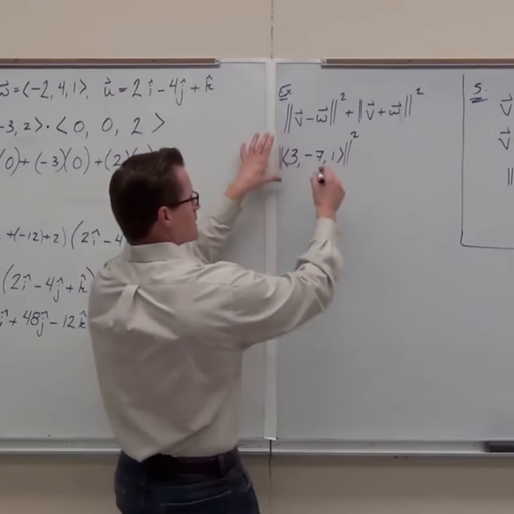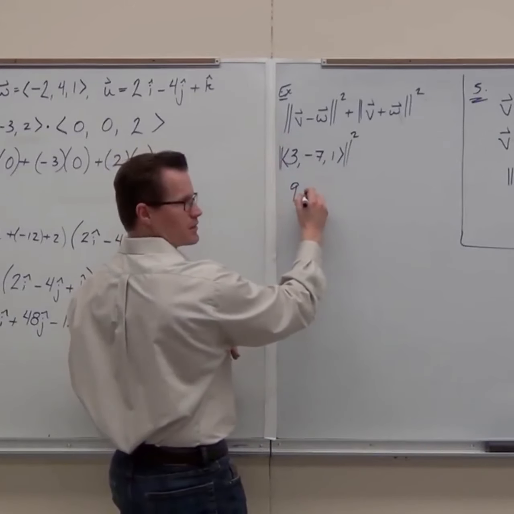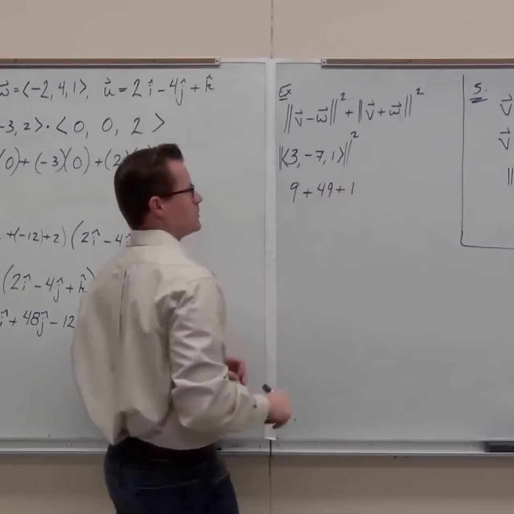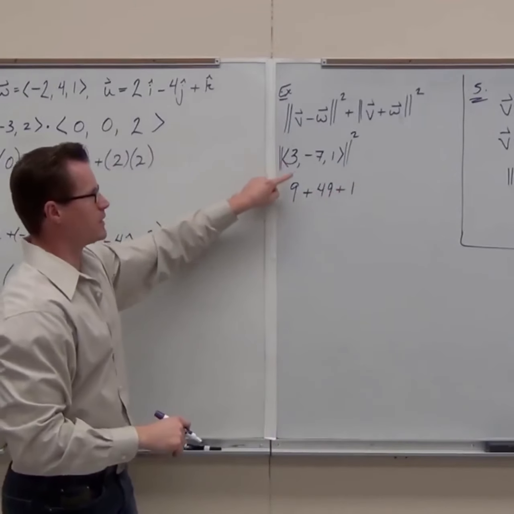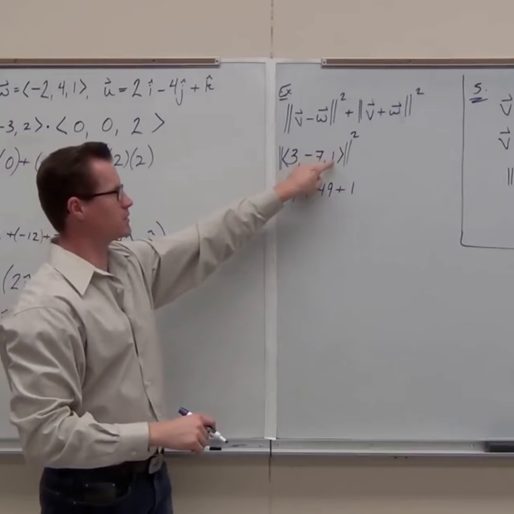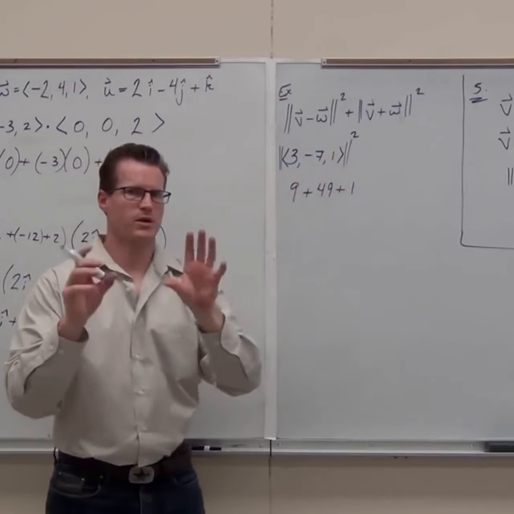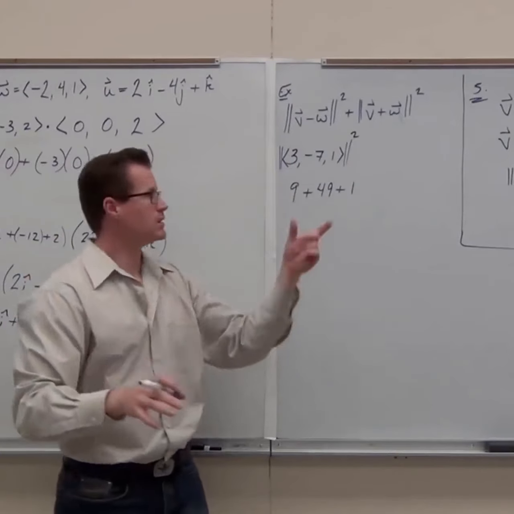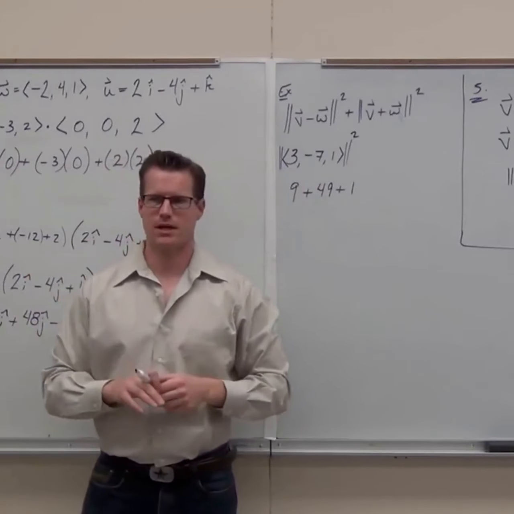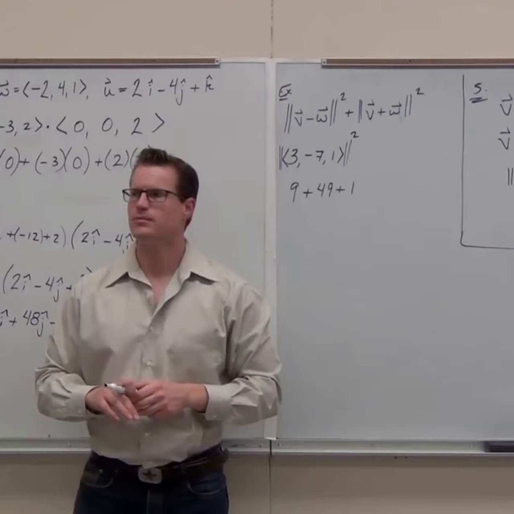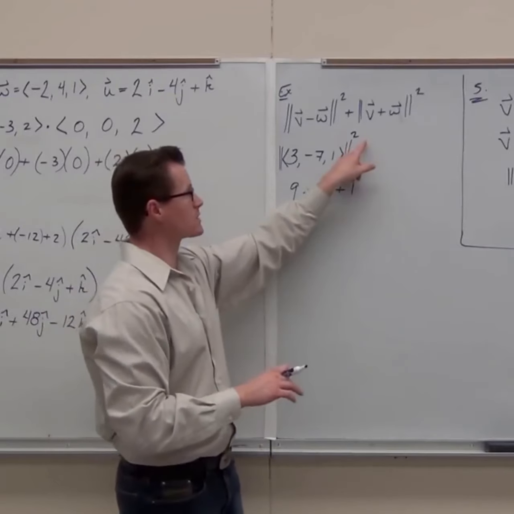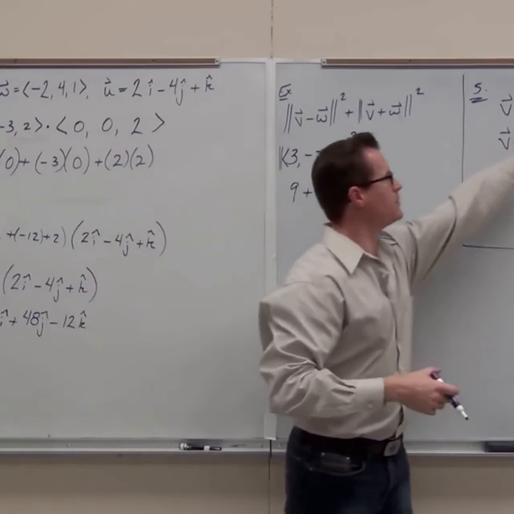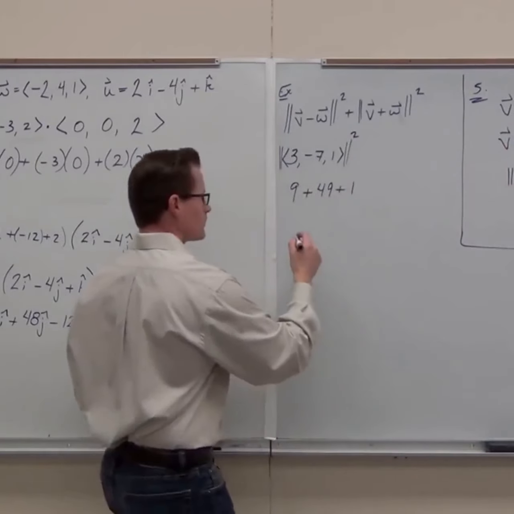So this says, hey, let's do 9 plus 49 plus 1. 3 squared, 9. 7 squared, 49. 1 squared, 1. Explain to me, in your own words, why I don't have a square root around it, even though it's a magnitude. Why don't I have that? Because the square on the outside cancels that out. Very good. Yeah, the square here says magnitude square root. Square, gone. It's this idea. How much?